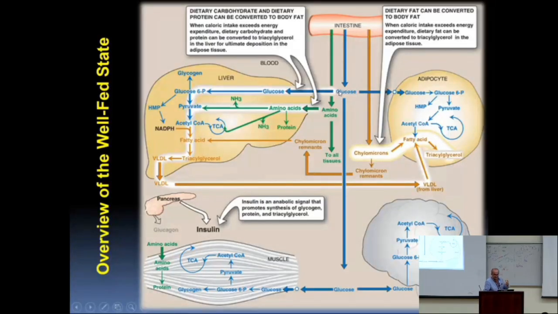All the actions in the well-fed state are going to be controlled by insulin. Okay? That's an important thing. So start with that. And that means insulin will stimulate the uptake of glucose in muscle and in adipocytes because they have that insulin-sensitive GLUT4 transporter. Okay? That's the key thing. So I'll stick with these guys.